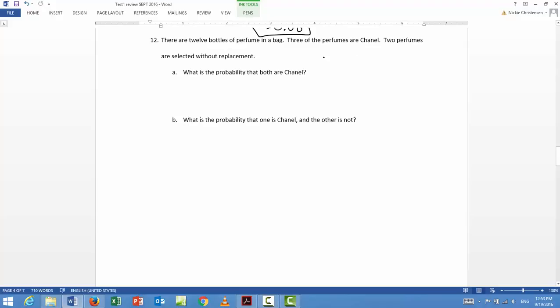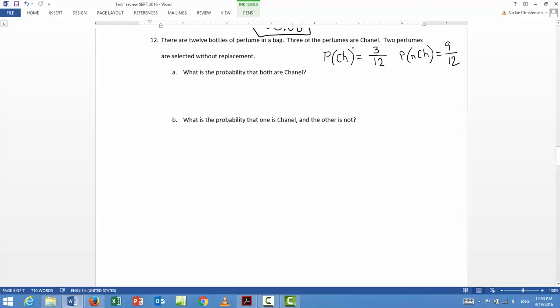What this means is that the probability of Chanel would be 3, because there are three Chanel perfumes, over 12, because there are 12 bottles in the bag. Okay? And if that's the probability of Chanel, then the probability of non-Chanel would be 9 over 12. Because if 3 of the bottles are Chanel, that means the remaining 9 bottles must be non-Chanel.